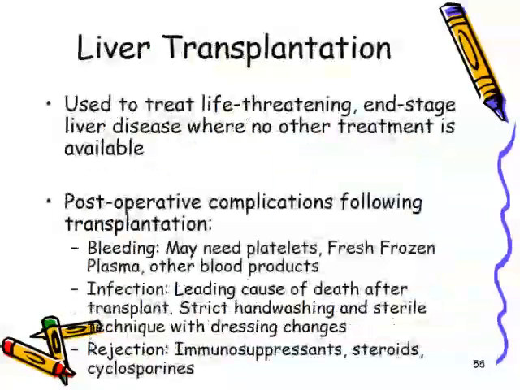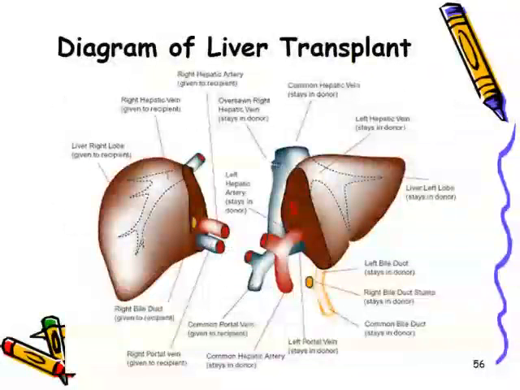These are used to treat life-threatening end-stage liver disease when no other treatment has worked or no other treatment is available for these patients. So liver transplants are going to be used for those patients also that have irreversible progressive cirrhosis. And post-op complications after a transplant, there's always risk for bleeding, risk for infection, and risk for rejection of the liver. So those patients are going to be on immunosuppressants for life, steroids, cyclosporine, those types of things. And this just shows an example of a diagram of a liver transplant.